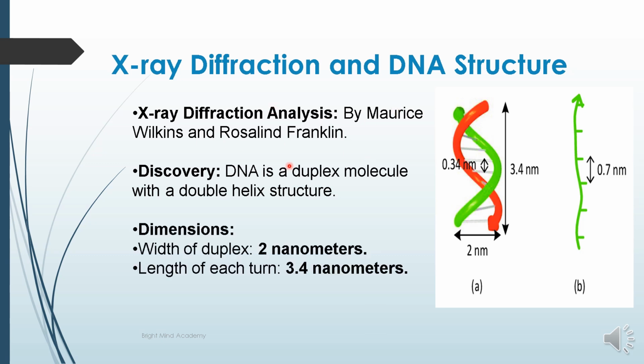And these two scientists worked on the structure of DNA, and they said that DNA is not single stranded. Instead, the DNA is a double helix, which winds around each other and creates a loop-like structure.